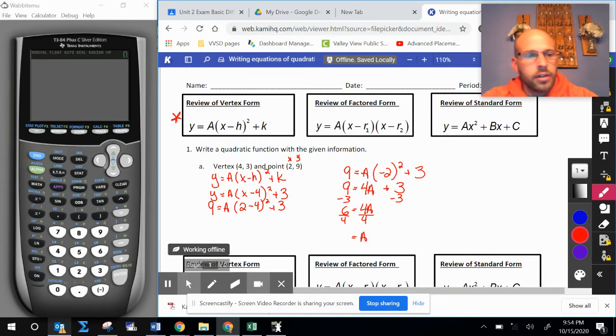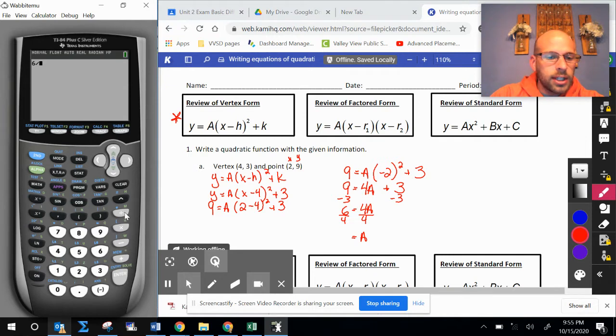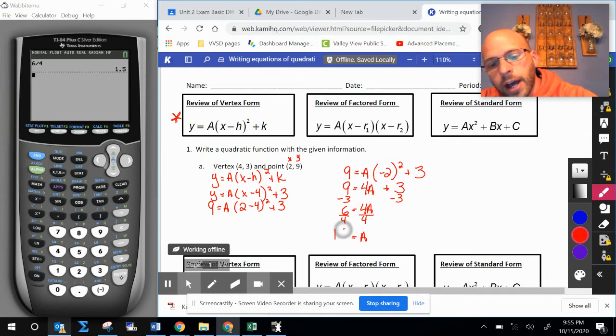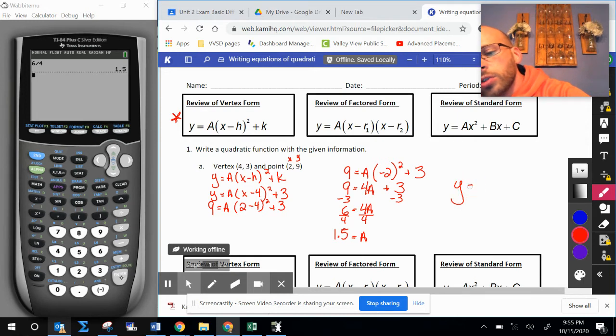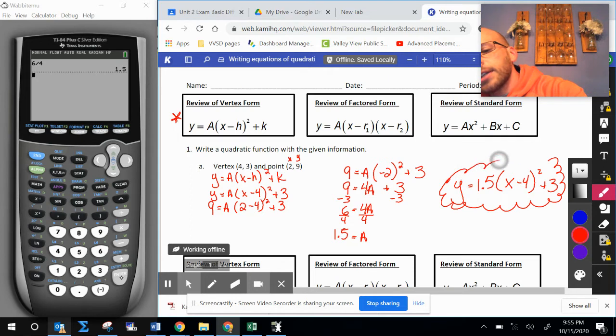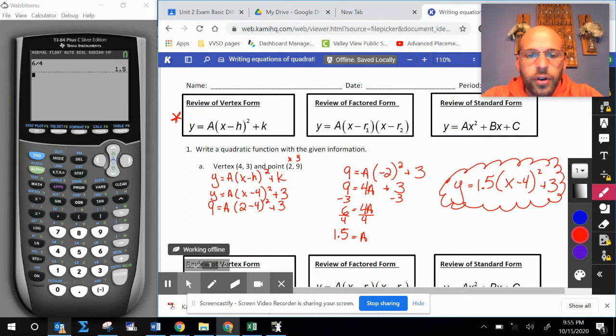And I get a. Now, if you use your calculator, I'm going to do off to the side here 6 divided by 4, and that gives me 1.5. Okay, so that means that my equation for this quadratic is going to be y equals 1.5 times parentheses x minus my vertex, so 4, don't forget your squared, plus 3. So if you're given a problem where you have a vertex and a point, I'm going to use vertex form every time. But what happens if you have a problem where you don't know the vertex, right?